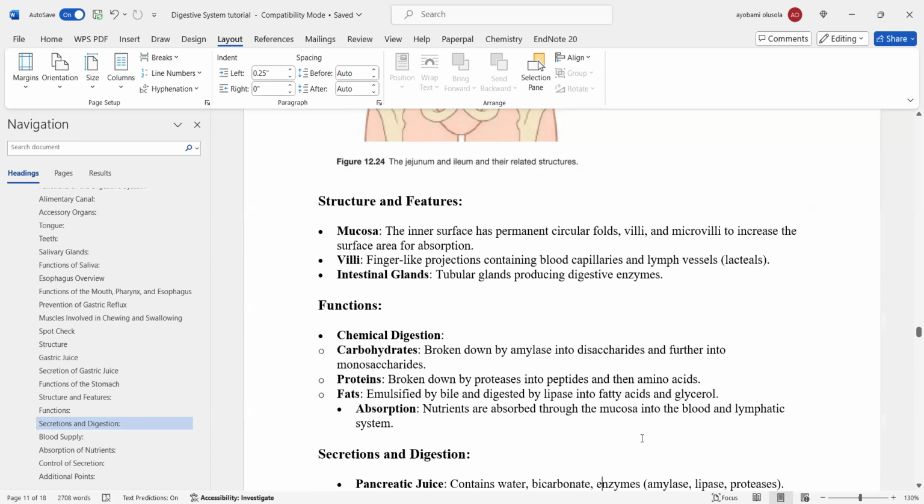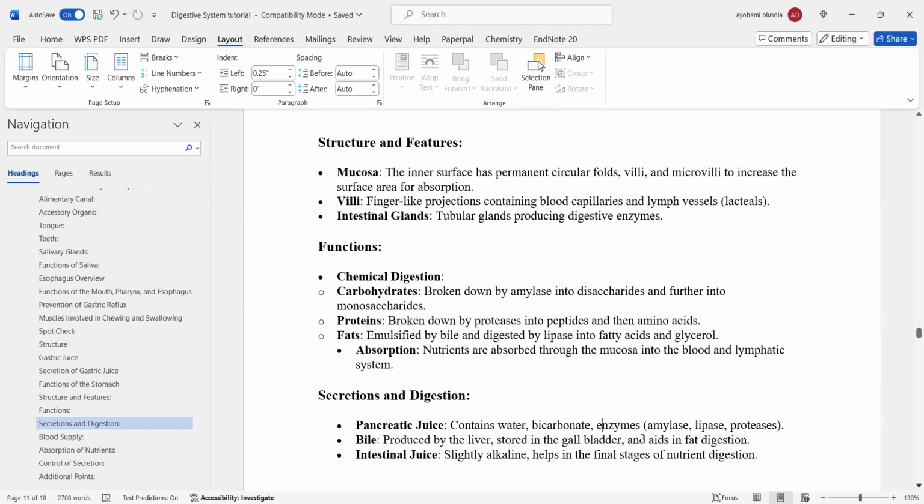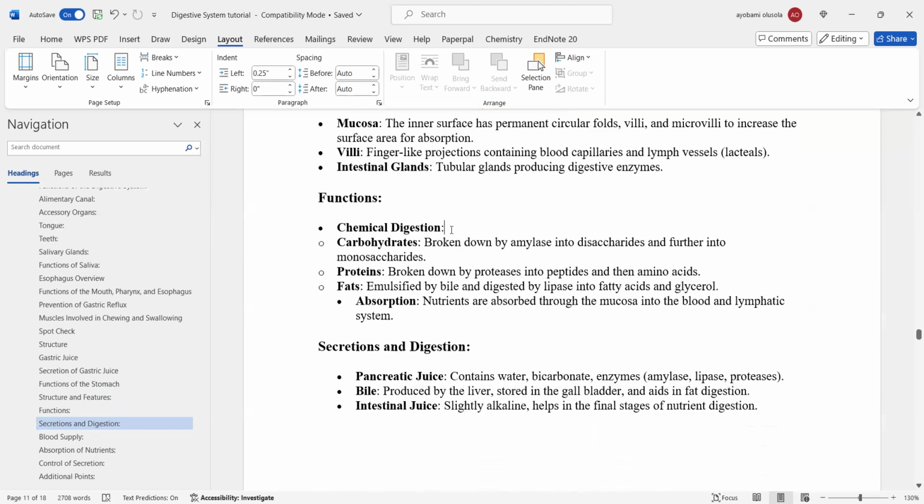Then there are also glands in the small intestine, and they produce digestive enzymes. Functions. Chemical digestion also takes place in the small intestine. Carbohydrates are broken down by amylase into disaccharides and further into monosaccharides. You know, carbohydrate is a big molecule, okay? So it's broken down to disaccharides. Disaccharide means two sugar molecules, while monosaccharide means one sugar molecule.